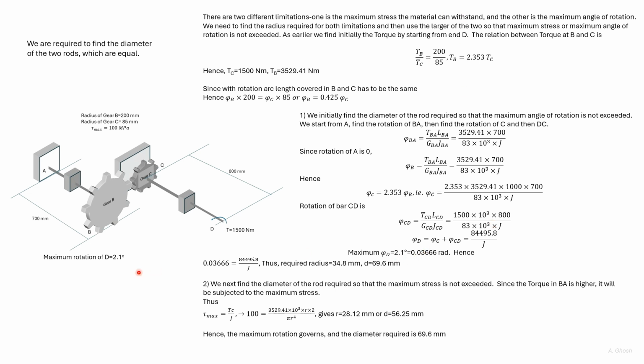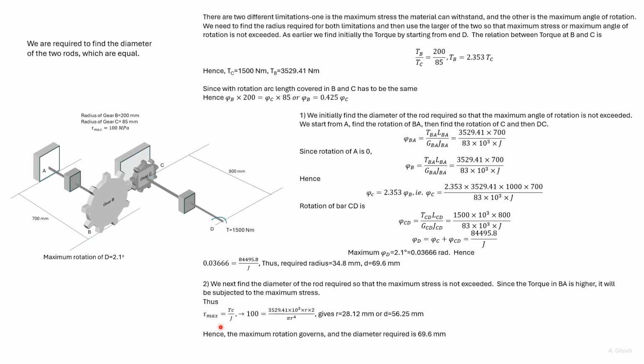We are given the maximum rotation, which we turn into radians, and from there we find J and the radius and diameter. Next, we find the diameter using the maximum shear stress criteria. The torque in AB is higher, so we use this torque to find out the required diameter.